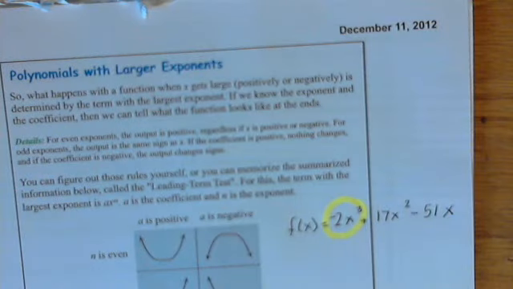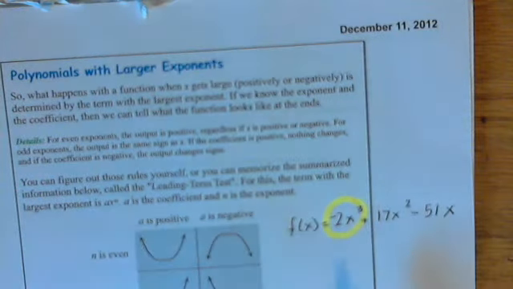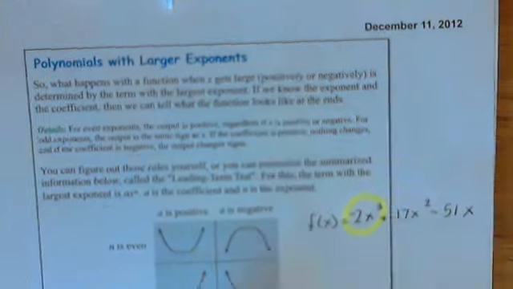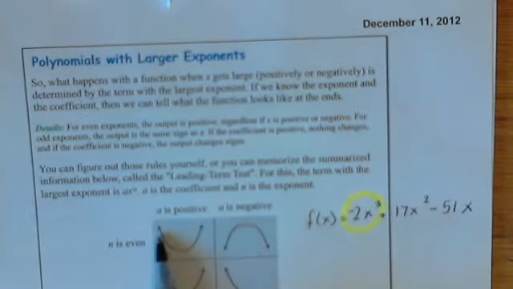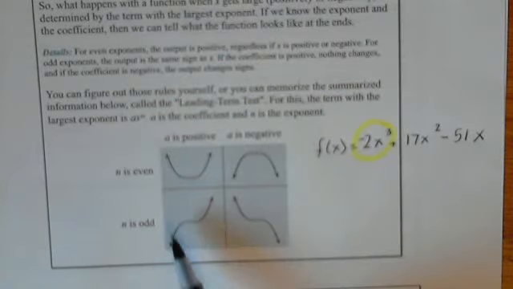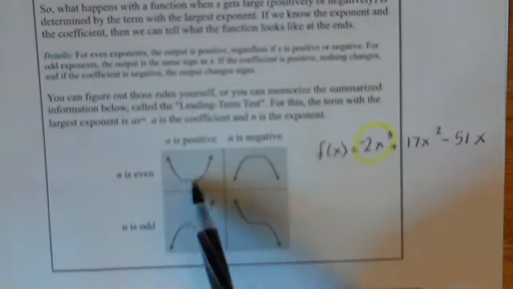Now, all we have to do is determine two things about this leading term, and we can tell whether the graph will be shaped like an upward cup, a downward cup, or an S shape going upward from left to right, or an S shape going downward from left to right. Those are the four basic function forms. Now notice the little squiggly lines in between. That means the function can have any number of curves in between.